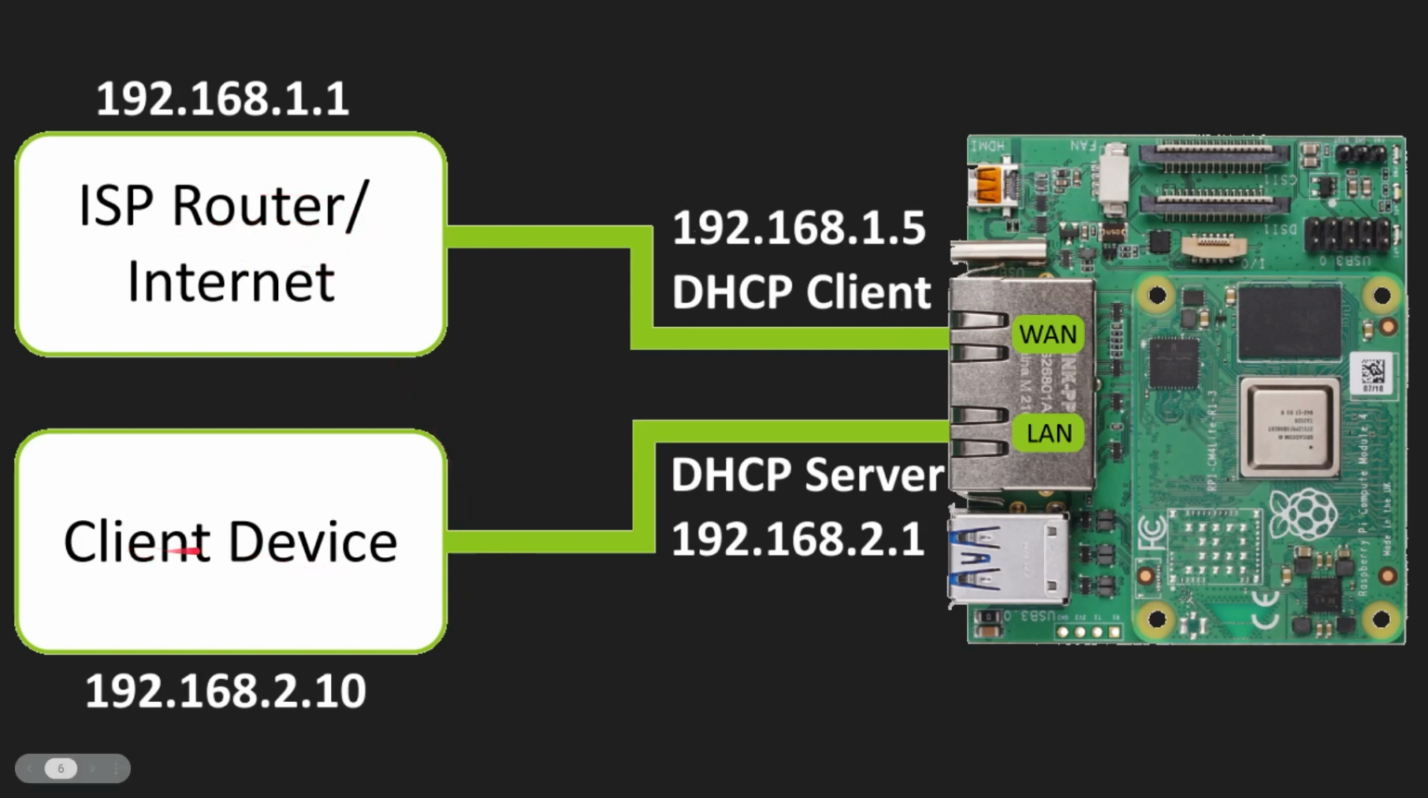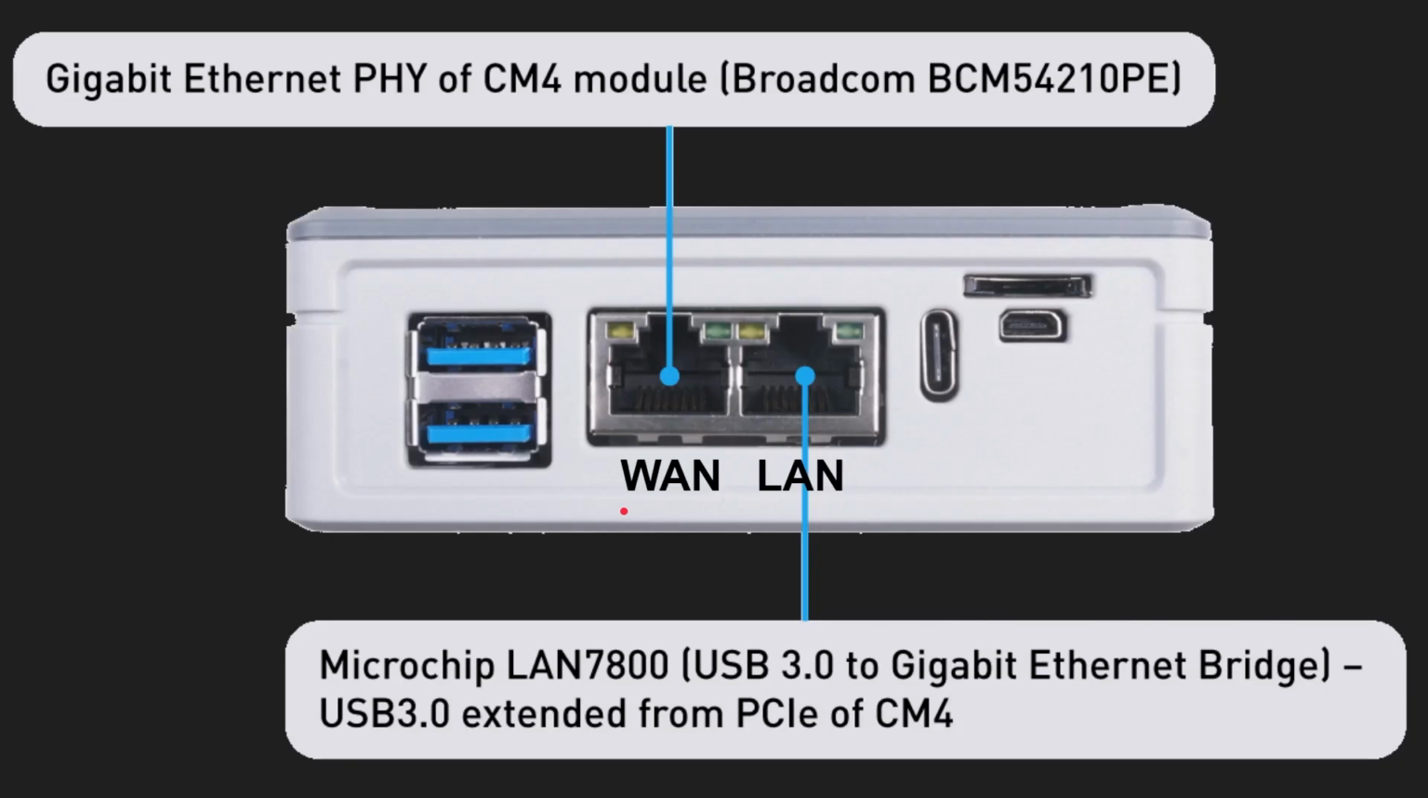Basically what happens is a client device will come in through here, goes in through all the magic, the compute module 4 and all the other stuff we'll talk about in a minute, out onto the WAN and back again. And that's the way it works. And from the outside, it looks like this.